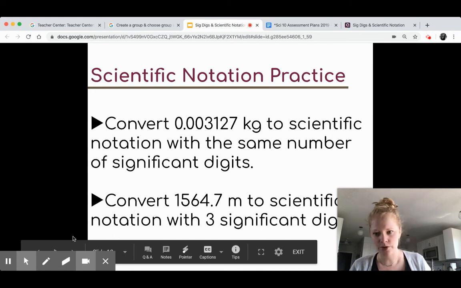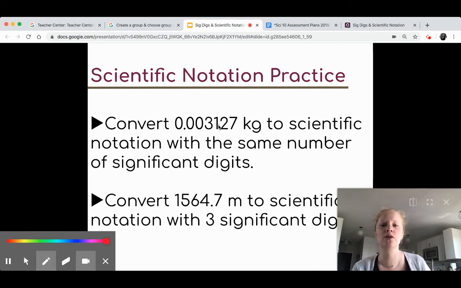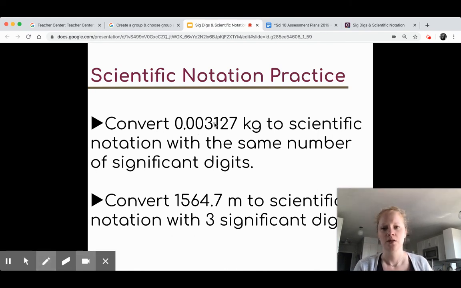Trying a practice question. So what does this mean? Convert 0.03127 kilograms to scientific notation with the same number of sig digs. So I'm going to count my sig digs first. 1, 2, 3, 4. So I get 4 sig digs.